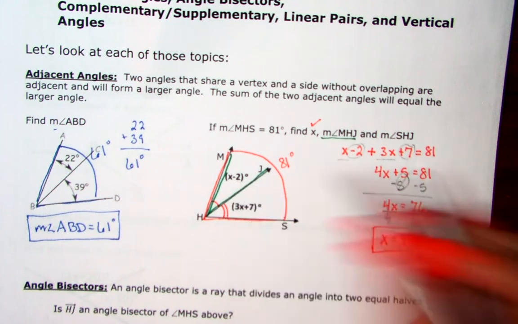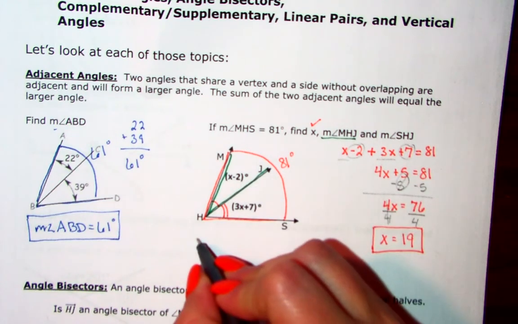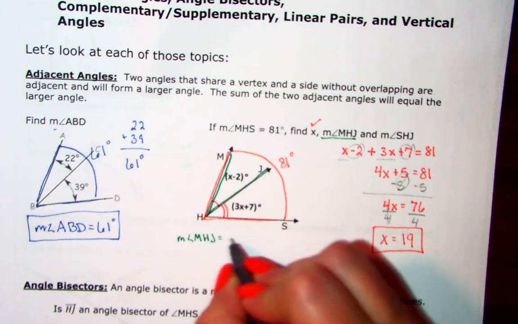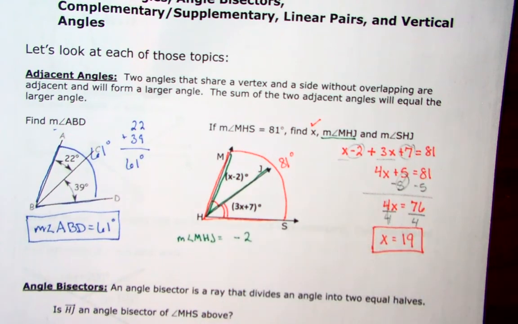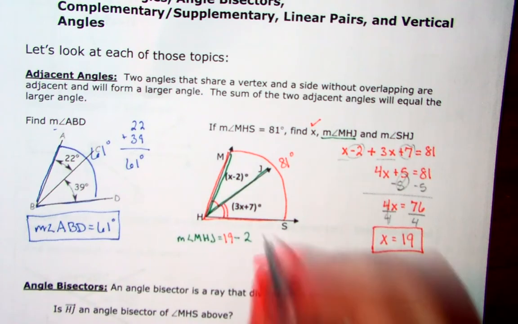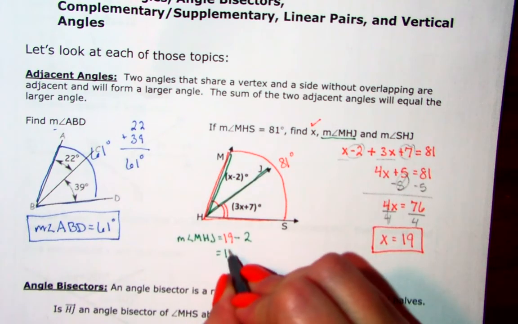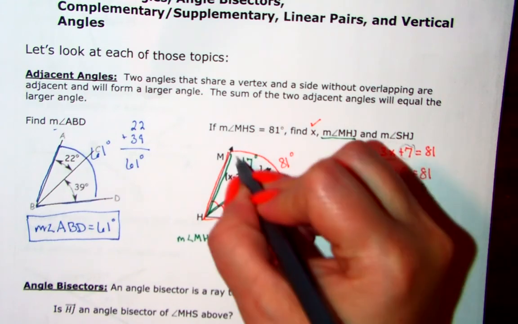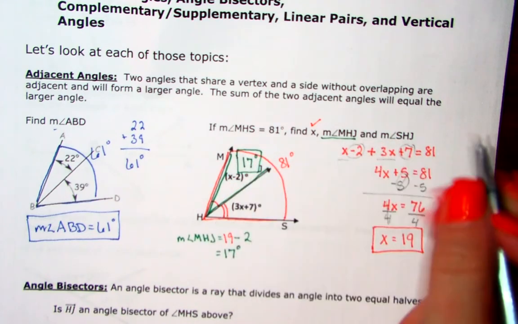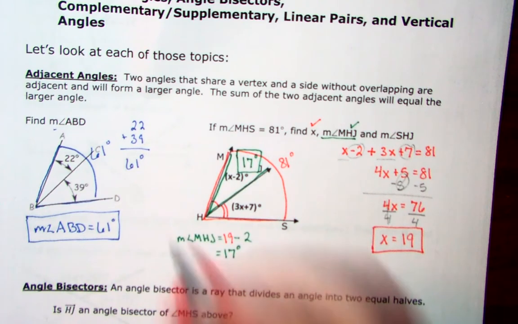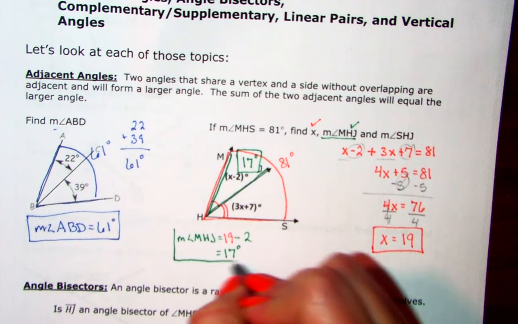So MHJ is this green angle here, x minus 2. Well, x minus 2, x we found to be 19, and 19 minus 2 is 17 degrees. So this angle here is 17 degrees. Okay, so now I found the measure of angle MHJ. All right, then the next thing, I'll go ahead and box that.